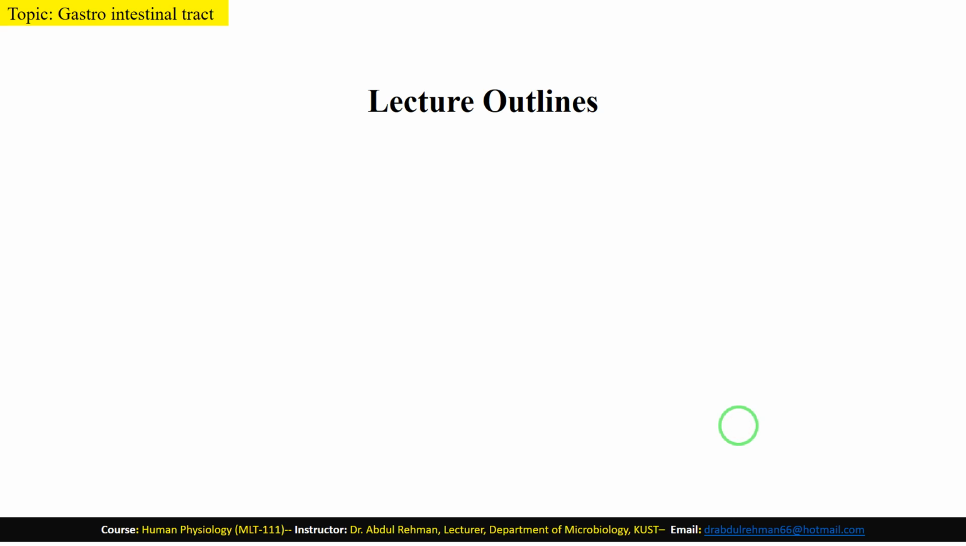Lecture outlines. First, we briefly introduce the human digestive system, because it is one of the most important systems of the human body, where complex food materials are converted into simple molecular forms, and these molecular forms of nutrients are then utilized for energy production.